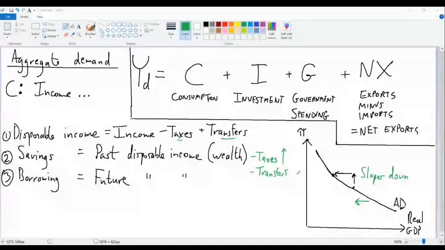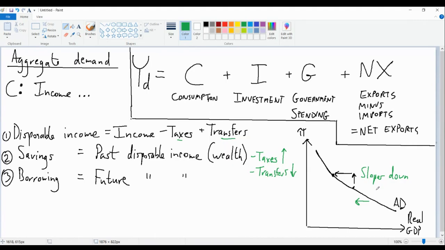I was in the process of going through the list of things that might shift the demand curve. So rising taxes lowers disposable income, so it might shift left. What about transfers? Taxes are a minus and transfers are a plus, so it should be the opposite, right? A decrease in transfers should shift the demand curve to the left and decrease demand.